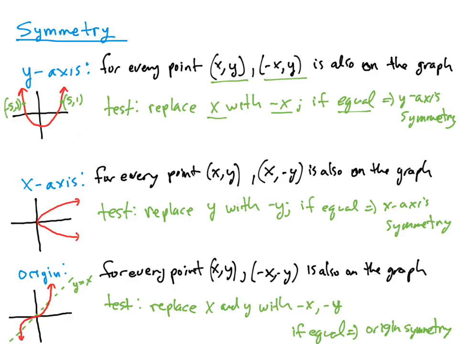Lastly, for a graph to have symmetry about the origin, we need to see that if x and y are both replaced with their opposites, so negative x and negative y, and that is also on the graph, then we have symmetry about the origin. So to test, we replace both the x and the y coordinate with negative x and negative y, and if it's still equal, we say that the equation has symmetry about the origin.